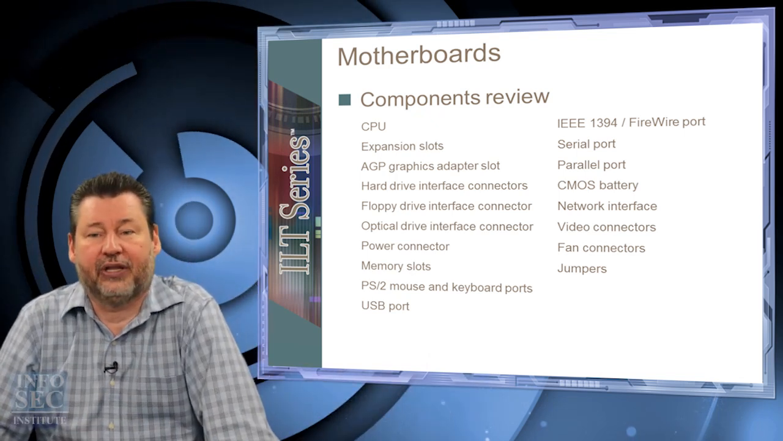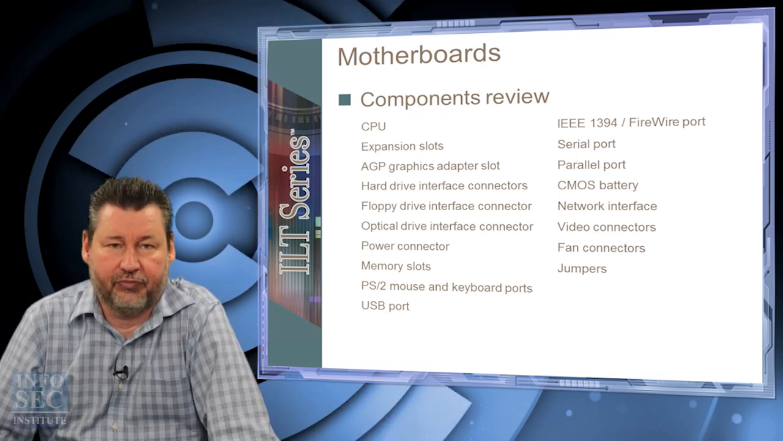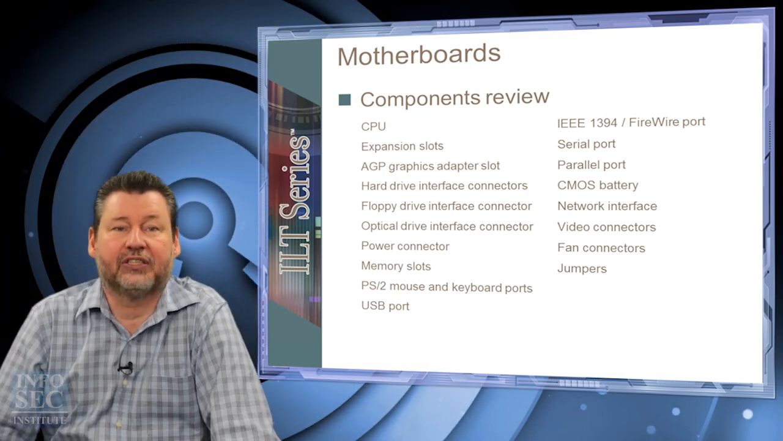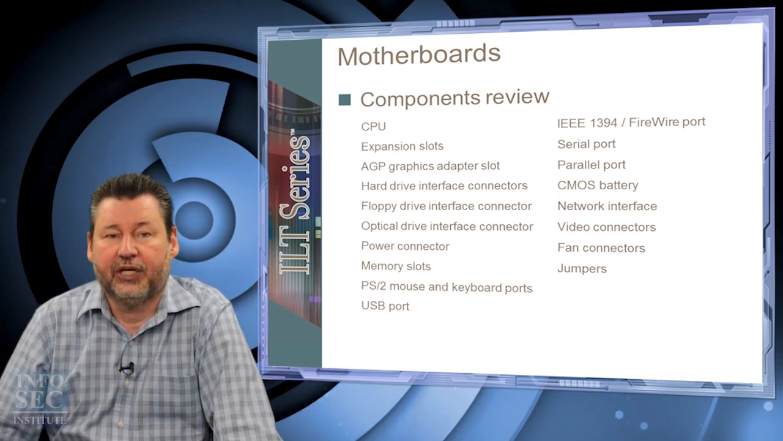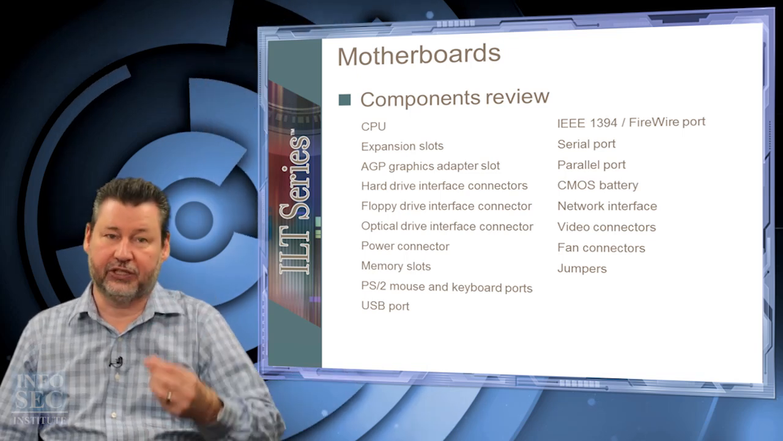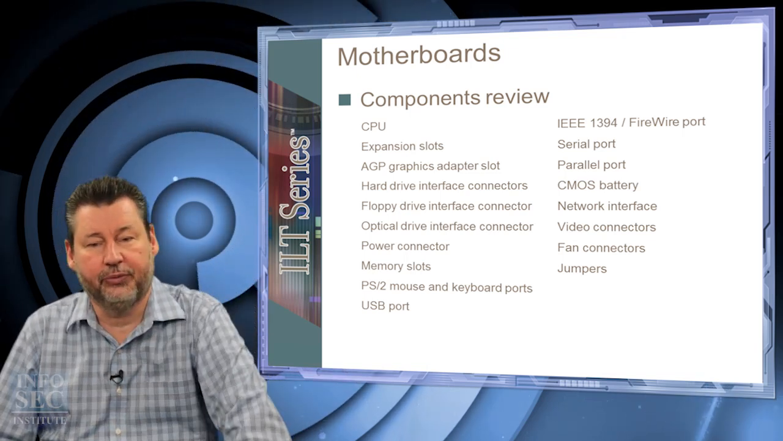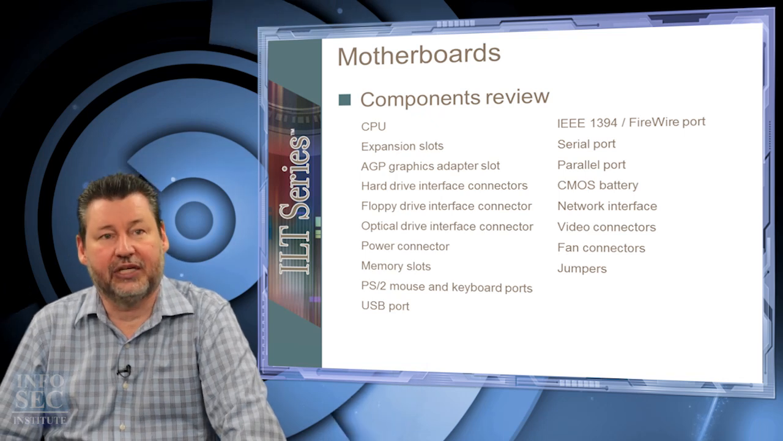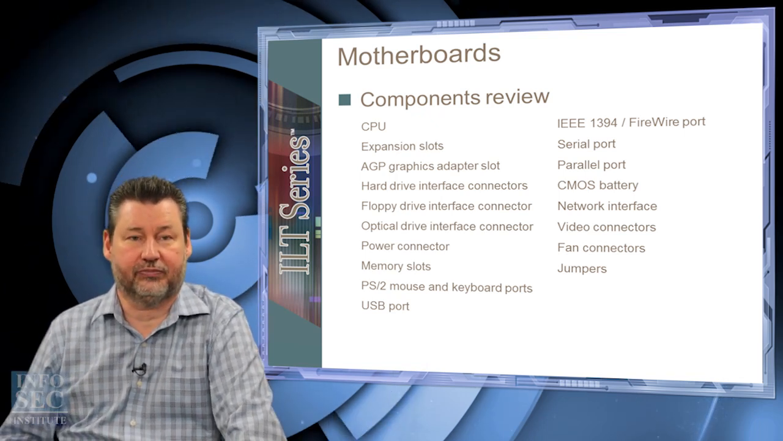Jumpers, literally 2 or 3 pins and you put a cap on them. Jumpers used to be common. They're not so common any longer. Most motherboards don't have them any longer. The only jumper you're likely to have is a BIOS jumper to clear the CMOS settings. It's a 2-pin jumper on a 3-pin connector. You move it over to the other 2 pins, it clears the CMOS. You move it back, it retains the CMOS.